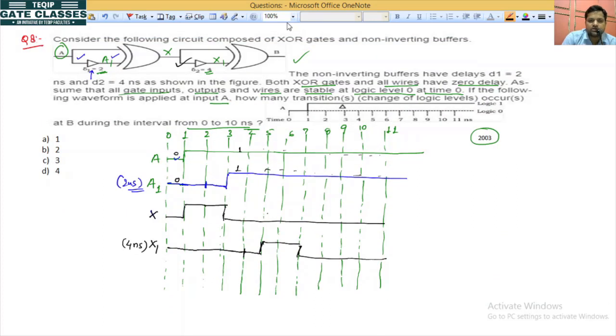Now the next one is, if you want output B, you have to take XOR of X and X1, because this is X and this is X1. So if you apply XOR between these two, we will get B. So how it will be 0? It is 0 0, means output will be 0. So this is our output. I am writing here. So it will be 0.